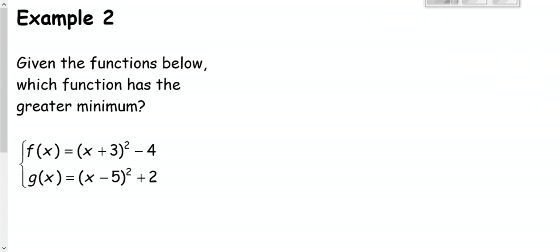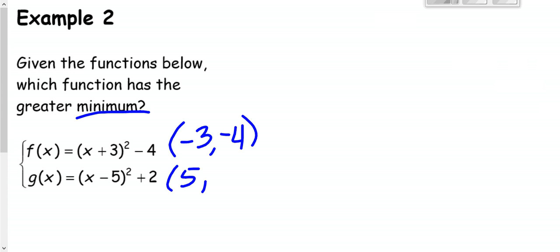Now, usually we can tell what our vertex is, especially when they give it to you like in this example where it's already in vertex form. But just think about whether or not this graph opens up or down to be a maximum or minimum. This has already told you this is a minimum, so we just have to determine the vertex. This vertex is going to be -3, -4, and g of x's vertex is going to be +5, +2. So now that we found the vertex, we can compare the minimums.